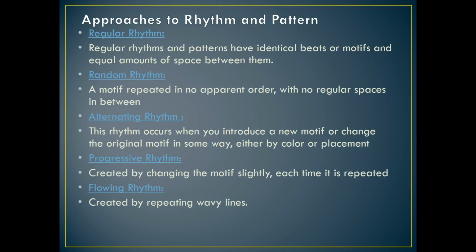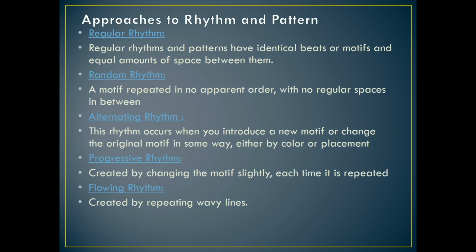Alternating means that it flips or changes in the same way every time. So for an alternating rhythm, if you had an arrow, the arrow would point up, and then it would point down, and then it would point up, and then it would point down. So it alternates back and forth. A progressive rhythm changes a little bit every time. So a progressive rhythm slowly changes, like an arrow starts up, and then the next one, it's to the right, and then the next one, it's down, and then the next one, it's left. Next one, it's back up again.